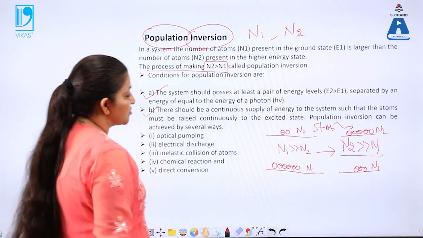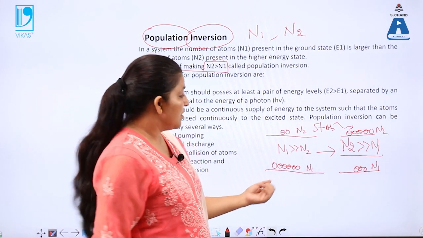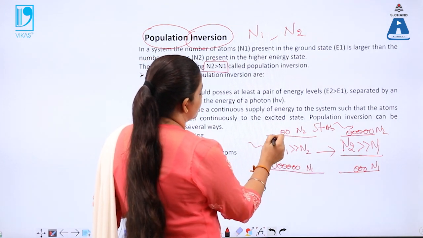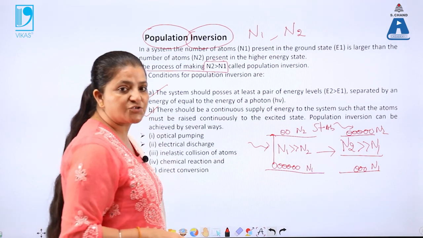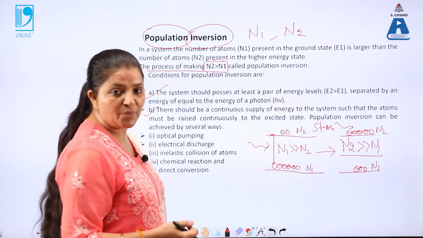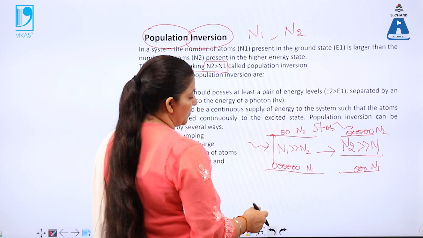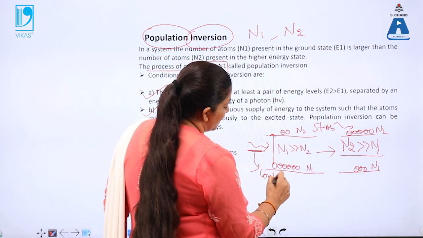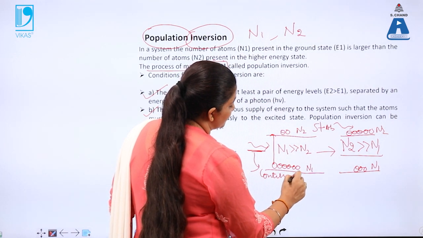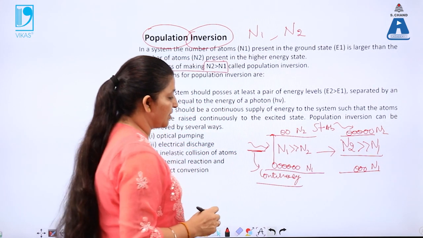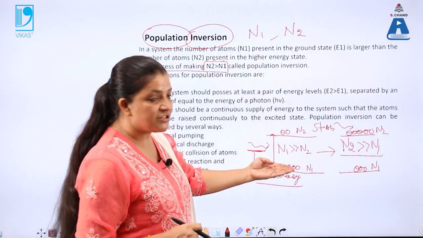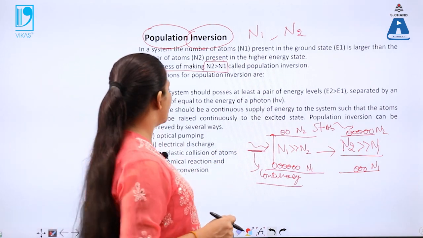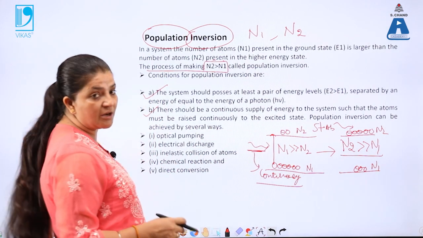Second, there must be a continuous supply of radiations. If one radiation falls and the atoms jump from this state to this state, and then the process stops, population inversion cannot be achieved. Population inversion can be achieved when the radiations are supplied continuously. With a continuous supply of radiation, the atoms will continuously jump from the ground state to the excited state. So that process must be continuous, and then population inversion can be achieved.